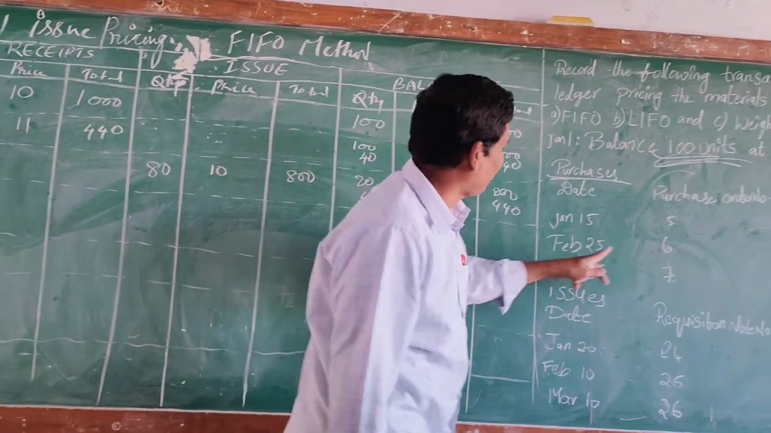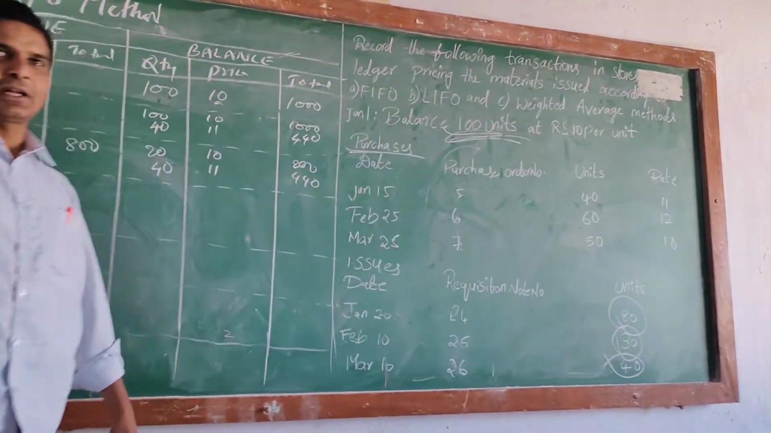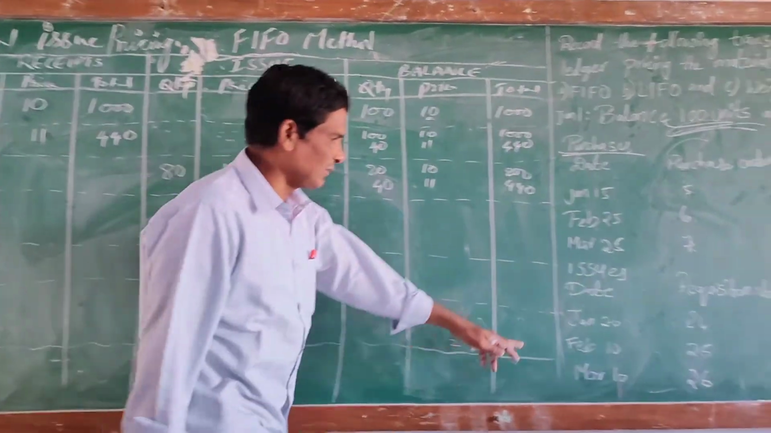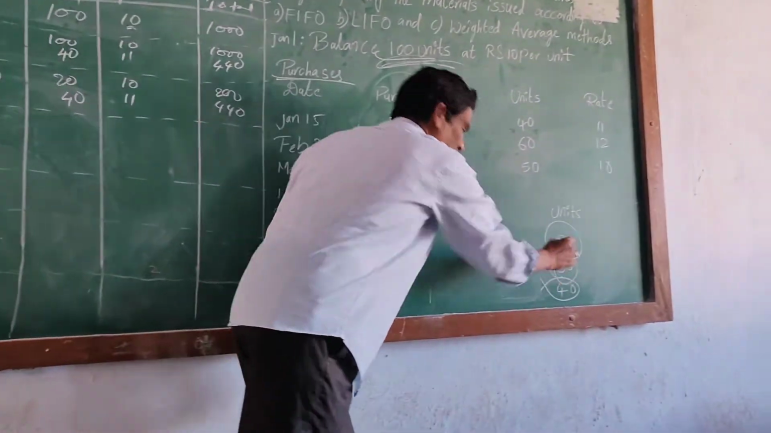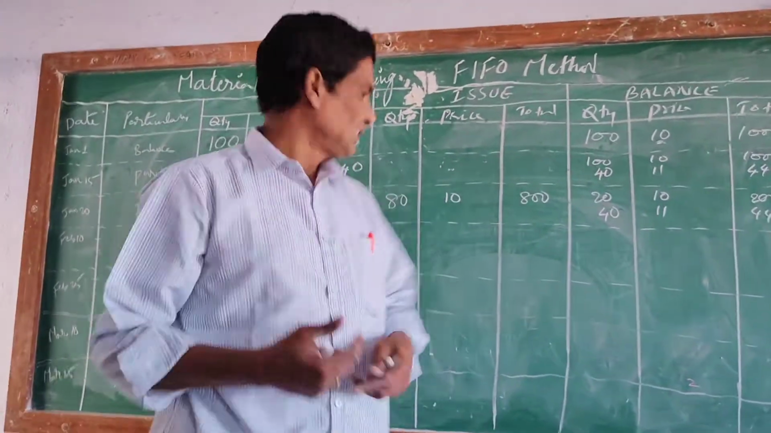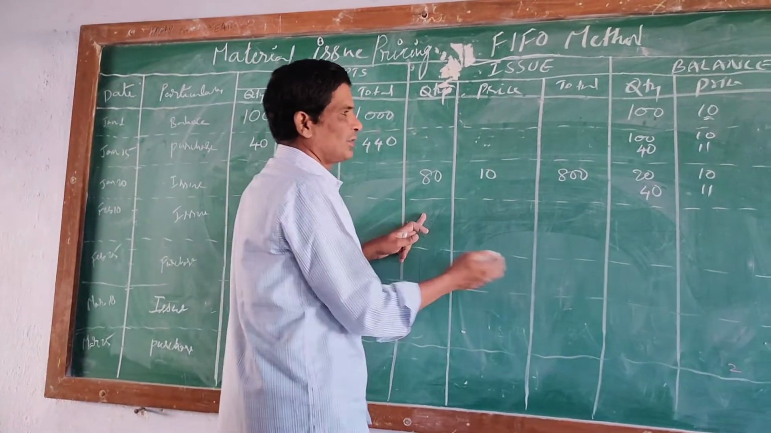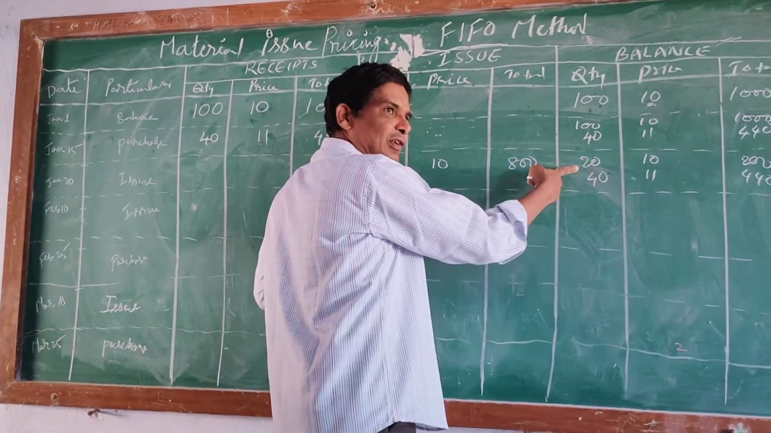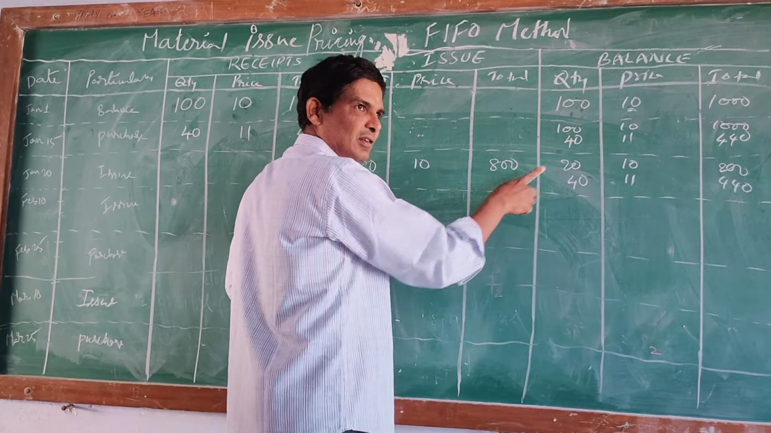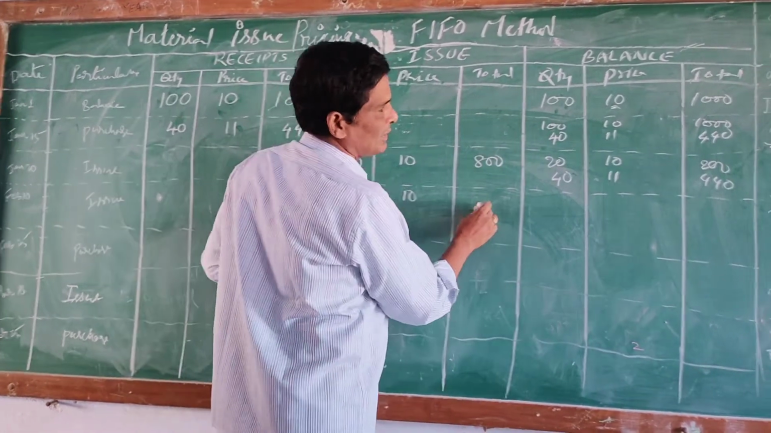We are having on Feb 10 another issue, that is 30 units. Another question is at what price these 30 units are issued? Obviously, what we are having here is 20 units first. What is first in? 20 units. So this is to be sent. 20 into 10, how much?